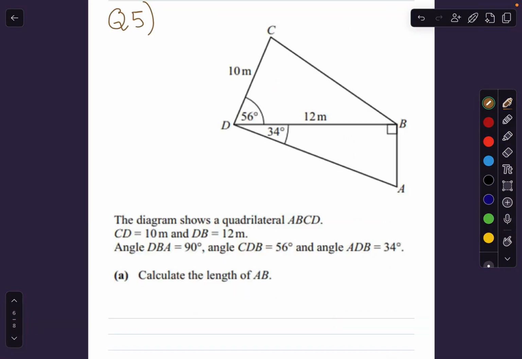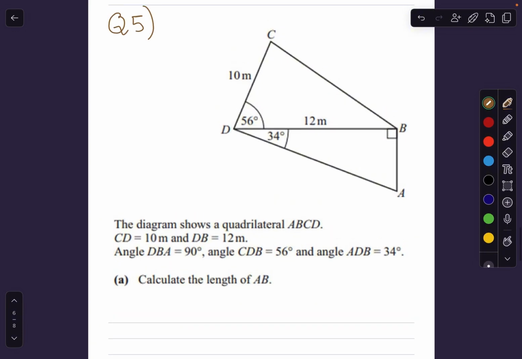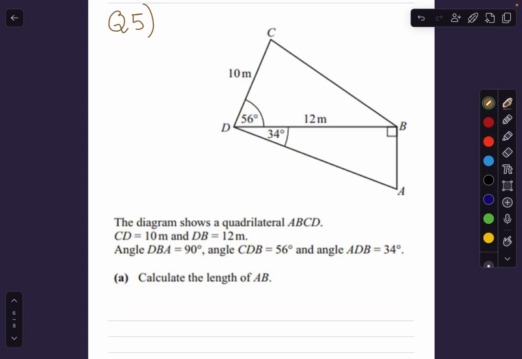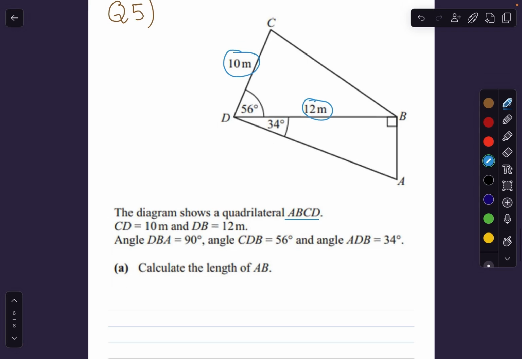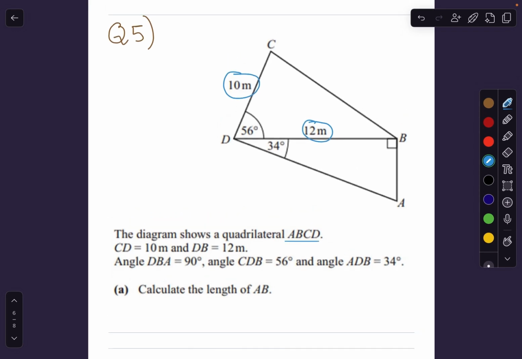Moving to another question, that is a past paper question again, question number 5. That's a very important question. The diagram shows a quadrilateral ABCD. CD is given, which is 10 centimeters here. Then DB is given, which is 12 meters here. After that, we have been given the angle DBA. DBA, that's a 90 degrees angle.